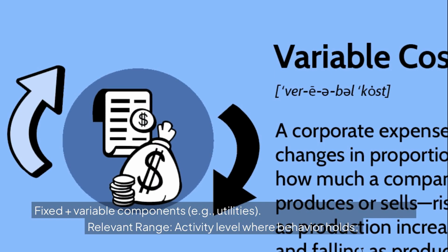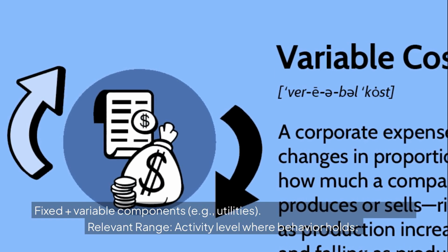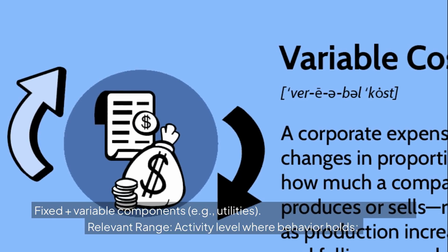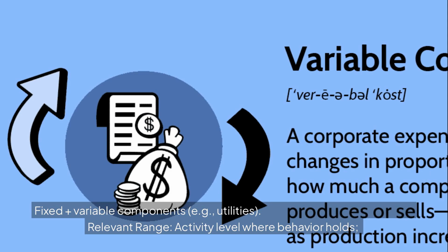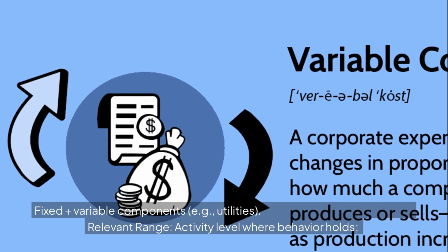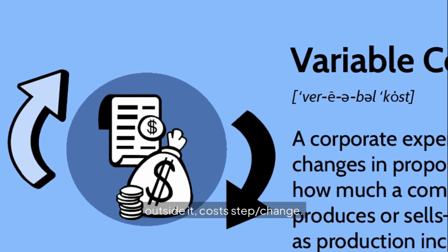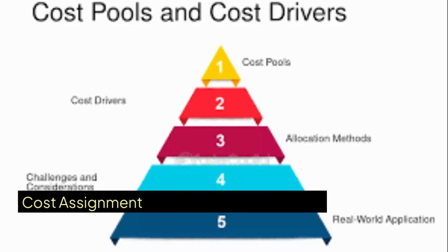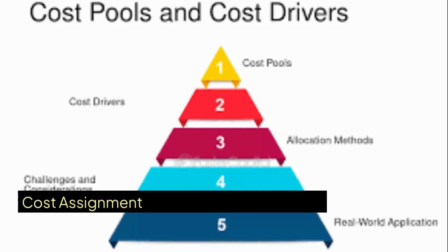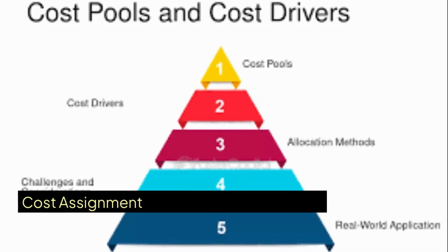You should also be aware of the concept relevant range. That is, these costs will behave as we predict within a certain level of activity. If we go outside of that range of activity, then those assumptions do not hold. Now that we talked about cost behavior, we'll now talk about cost assignment.